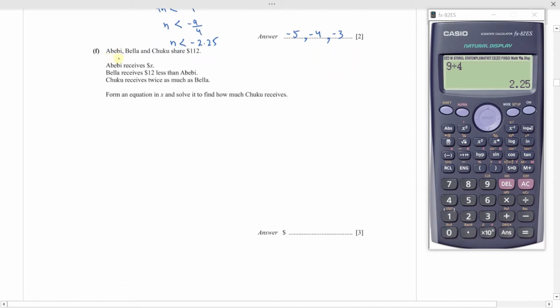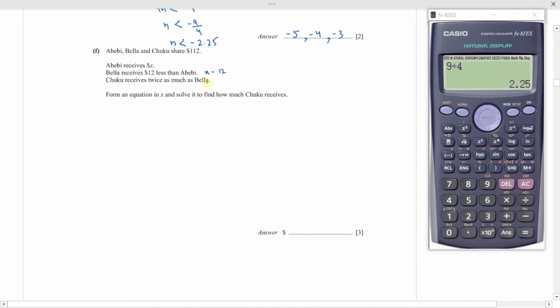Part F is a baby, Bella and Chuku share $112. A baby receives X dollars. Bella receives $12 less than a baby. So $12 less than X will be X minus 12. So Bella receives X minus $12 and Chuku receives twice as much as Bella.